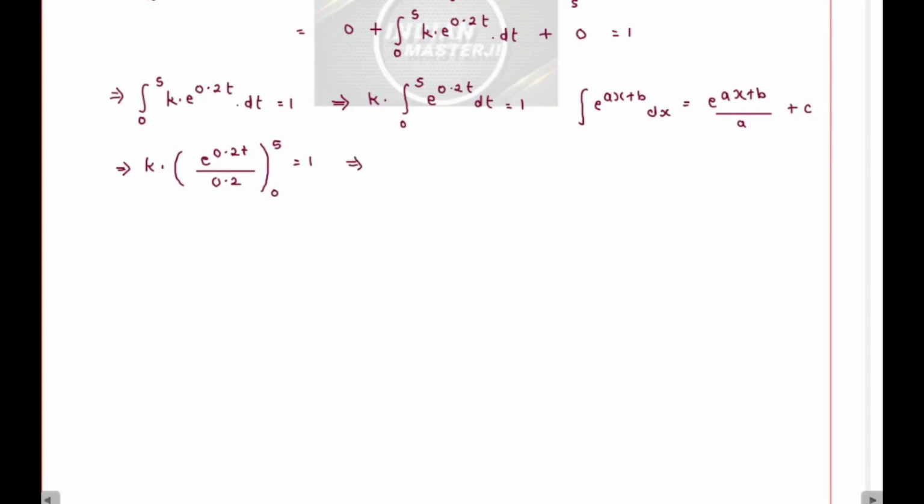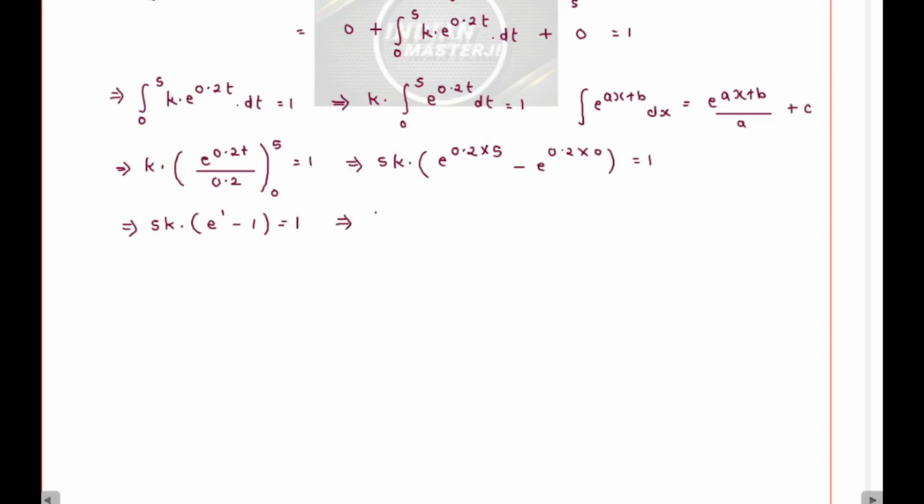So from this, what can I get? This 0.2 which is in the denominator, can I take it on the top? So it becomes 5k, and I'll put the limits now. This becomes e raised to 0.2 into 5 minus e raised to 0.2 into 0. So what do I get here? And this is equal to 1. So this becomes 5k into e raised to 1 minus e raised to 0, and e raised to 0 is 1, correct? And this whole thing is equal to 1 then.